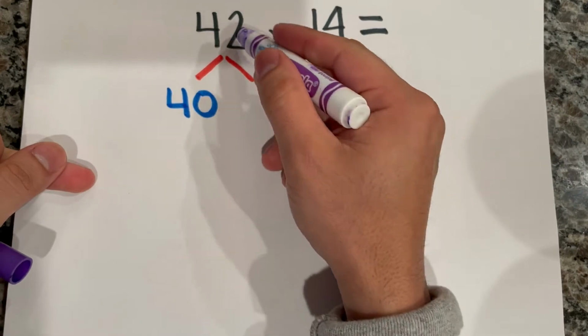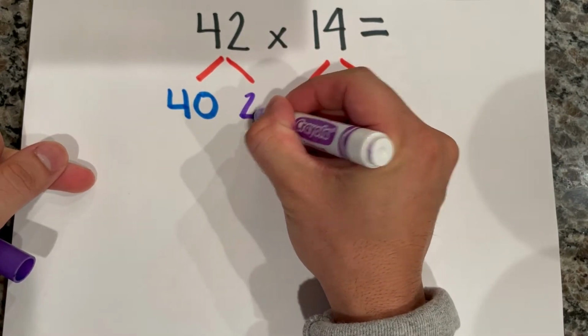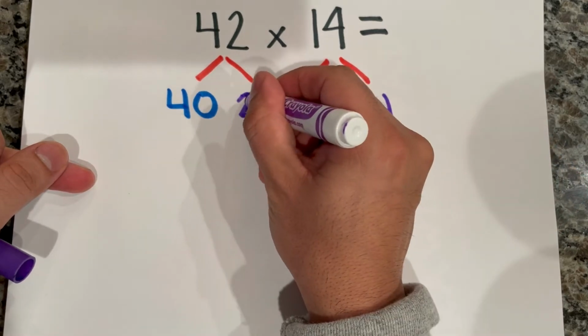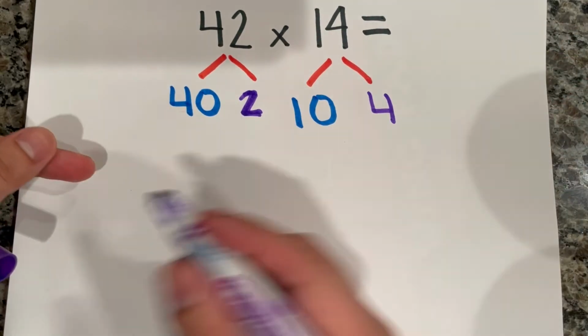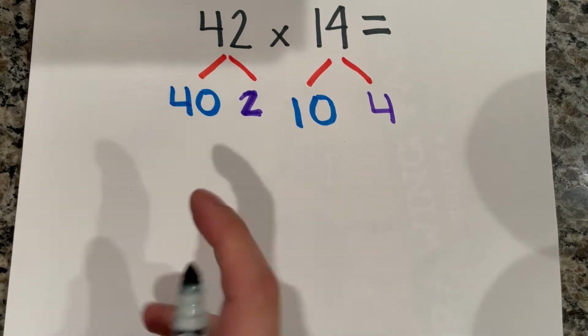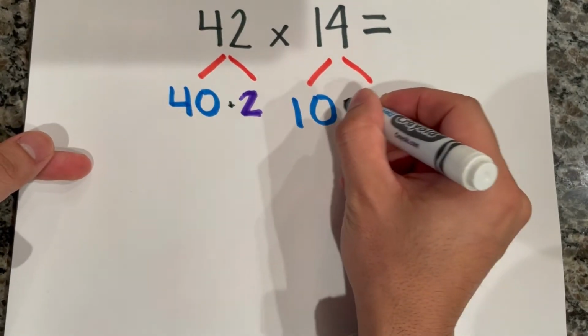Let's see here. So we know the 2 is just a regular 2. And we know the 4 is just a regular 4. That kind of looks like a Z. All right, so that is our step 1. We put them in expanded form.